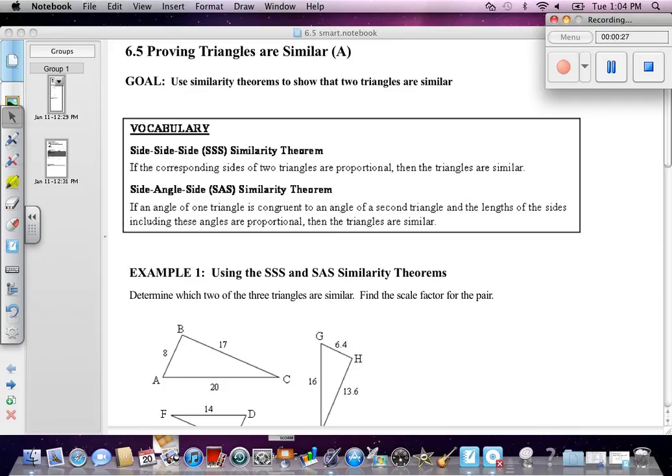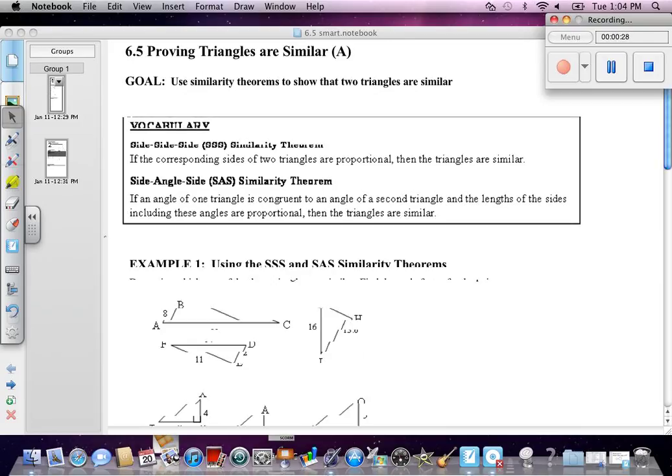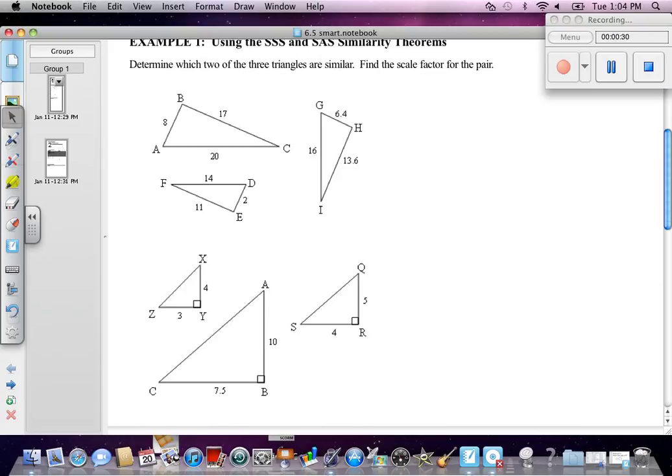Okay, so we're going to use different ones of these to prove it. If we're looking at part A, which is these first three up here, do we have any angles? Nope. So we probably want to use side-side-side, right? So we have to figure out which ones are proportional. I'm going to look at this one and the little one, and those two sides I'm going to look at first.